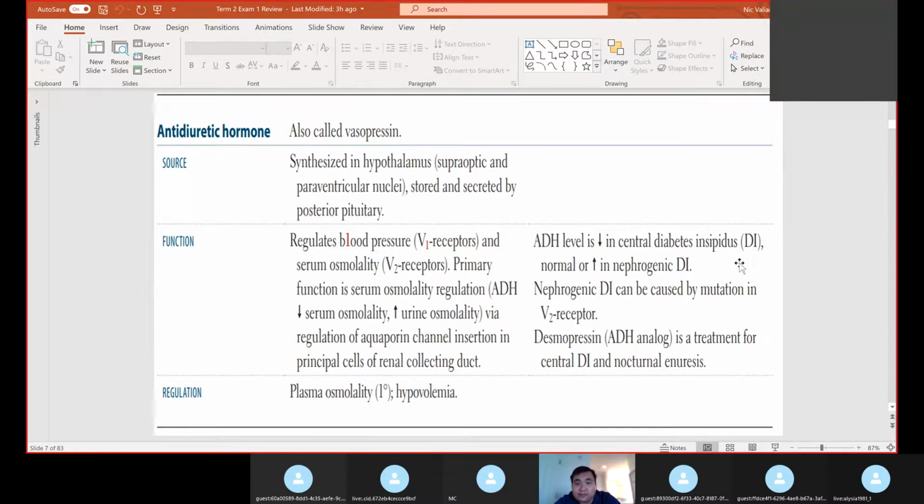And we talk about the levels. It is decreased in central DI, normal in nephrogenic DI. What tests are we going to use to differentiate central DI from nephrogenic DI? You give desmopressin. Give me a drug that predisposes you to develop nephrogenic diabetes insipidus. So lithium. Don't forget lithium. One of the major side effects is nephrogenic diabetes insipidus. So regulation is plasma osmolarity as the primary, or hypovolemia.